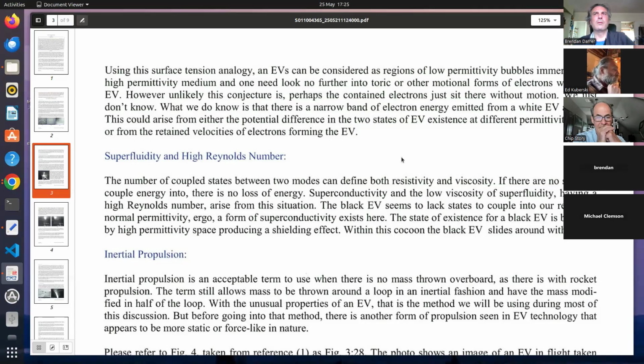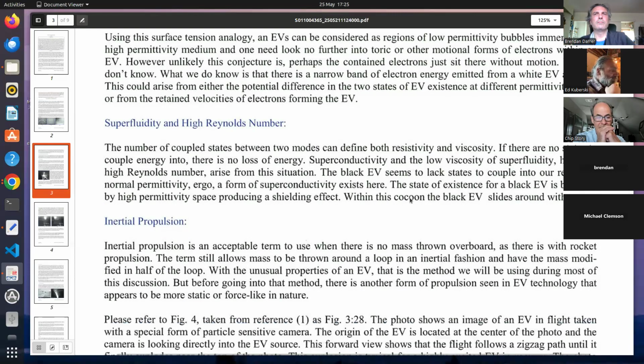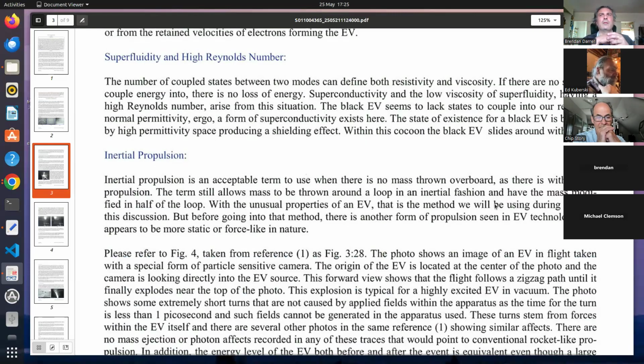Superfluidity and high Reynolds numbers. The number of coupled states between two modes can define both resistivity and viscosity. If there are no states to couple energy into, there is no loss of energy. Superconductivity and the low viscosity of superfluidity have high Reynolds numbers arising from this. The black EV seems to lack states to couple into in our region of normal permittivity, or a form of superconductivity exists here.